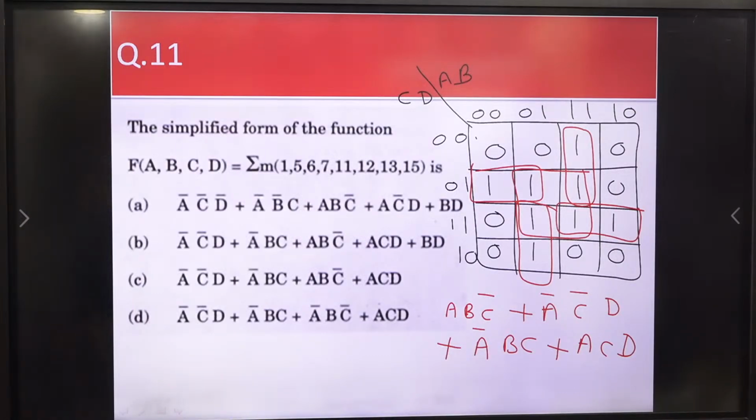So you can match your answer. Which answer is matching with the correct answer? Now let us see our next question. K-map is really important. You should have knowledge of K-map, essential prime implicant, redundant prime implicant, and selective prime implicant.